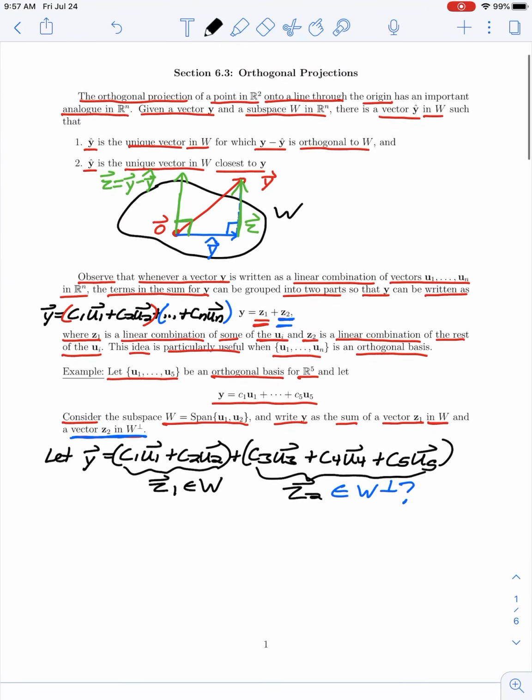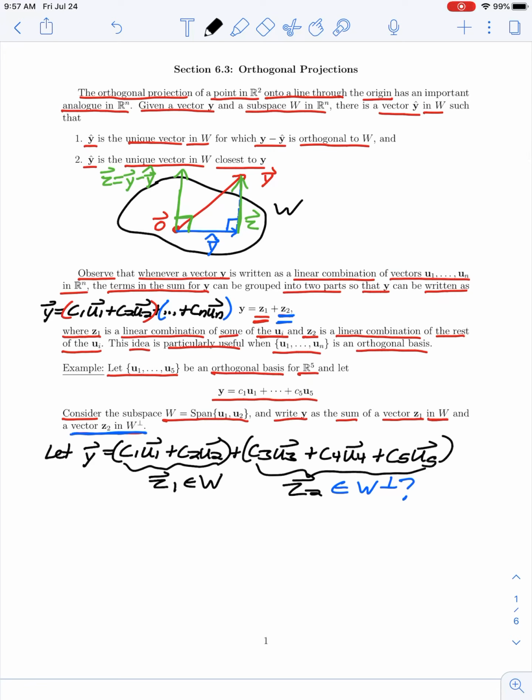So to show that Z2 lies in the orthogonal complement of W, it's sufficient to show that Z2 is orthogonal to the vectors which form the basis for W.